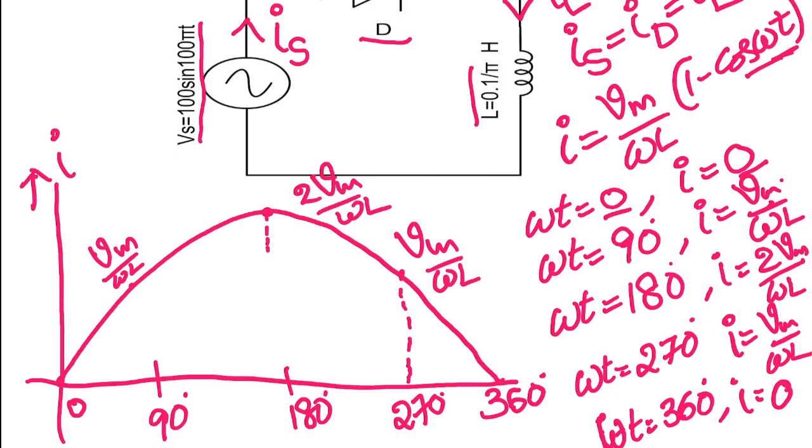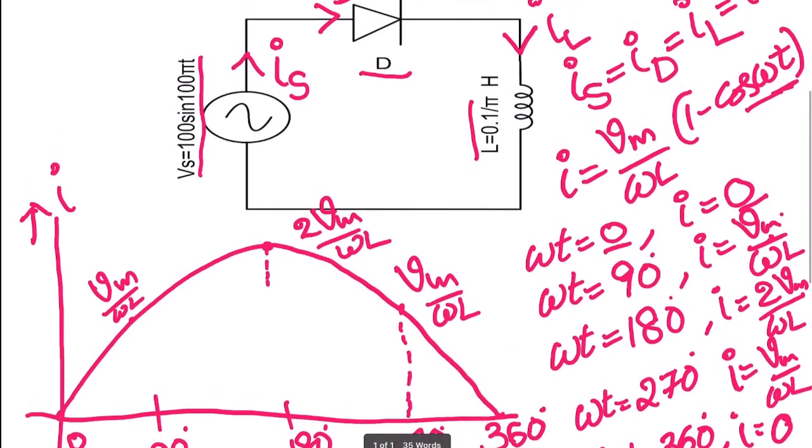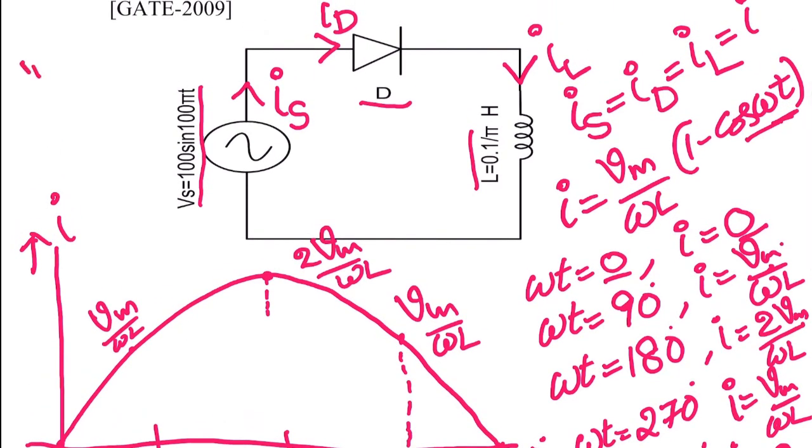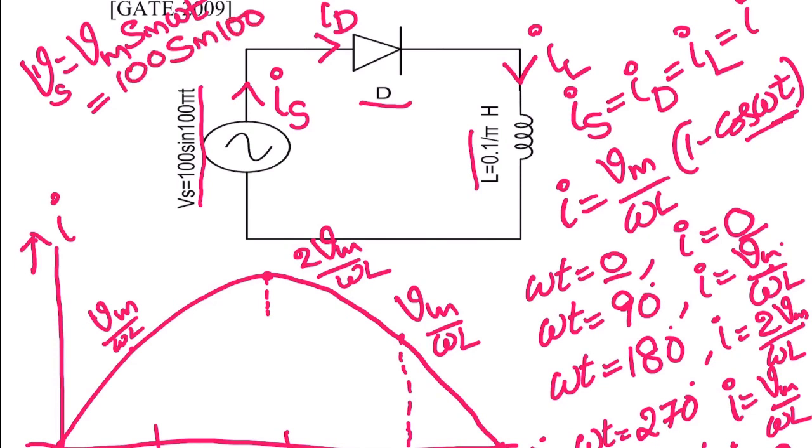Now I need to calculate what the Vm by omega L value is. If you look at the equation, the supply voltage is equal to Vm sine omega t. What is Vs they have given? It is 100 sine 100 pi t. That means if you compare this equation and this equation, Vm is equal to 100, and omega is equal to 100 pi.